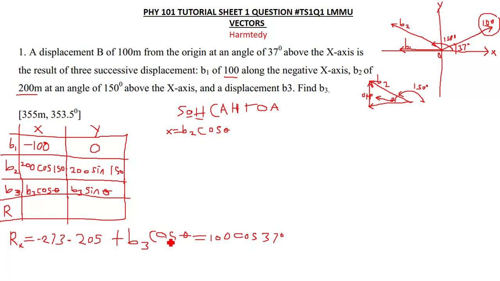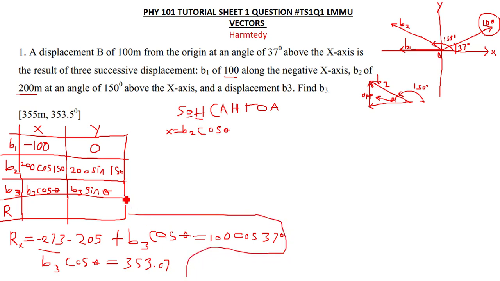So when you take this to the other side of the equal sign, to make b3 cos theta the subject, you're going to have 273 plus this, which will give you 353.07. So what I've done here is what you exactly do with the second part here.